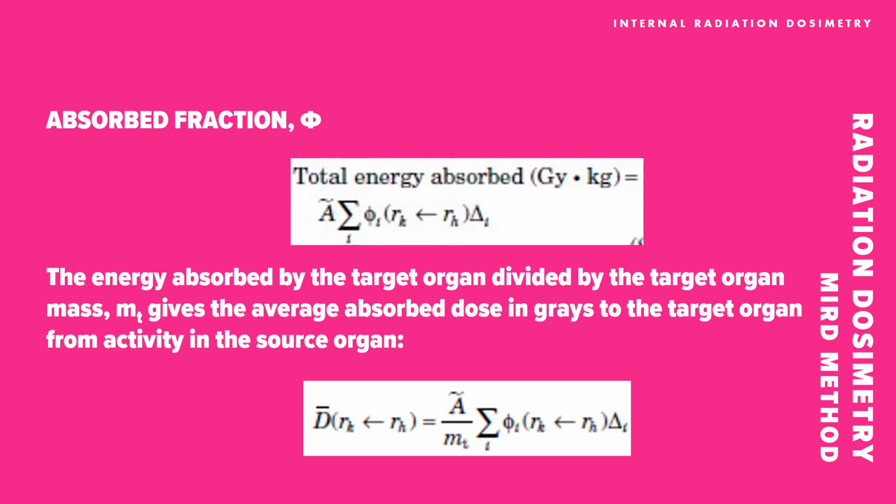So this is the total energy absorbed. If you measure the energy absorbed by the target organ divided by the target organ mass, you will have what we call the average absorbed dose to the target organ, and the equation will be something like this. You have D bar from r_h to r_k, and there will be the accumulated activity, meaning the total energy absorbed divided by the target organ mass. It will give you this value, which is the average absorbed dose.